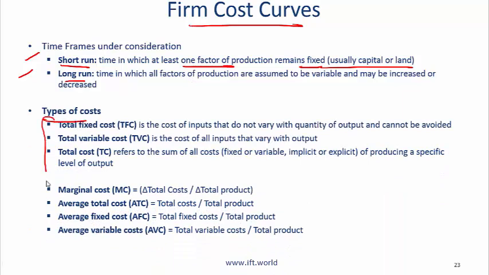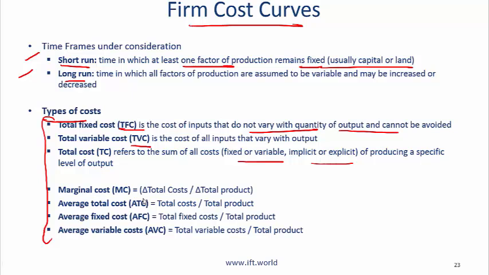These are the different types of costs. You have total fixed cost. This is the cost of inputs that do not vary with the quantity of output. Total variable cost is the cost of all inputs that vary with output. Total cost refers to the sum of all costs, fixed or variable, implicit or explicit.